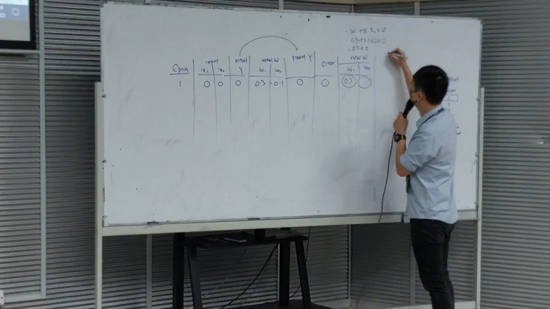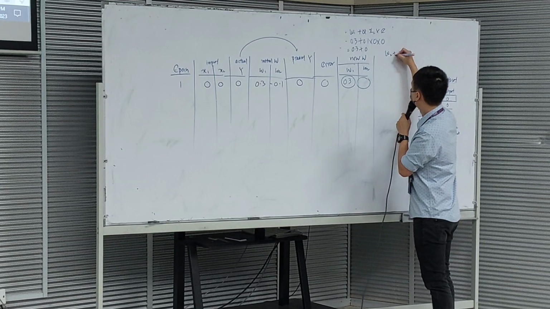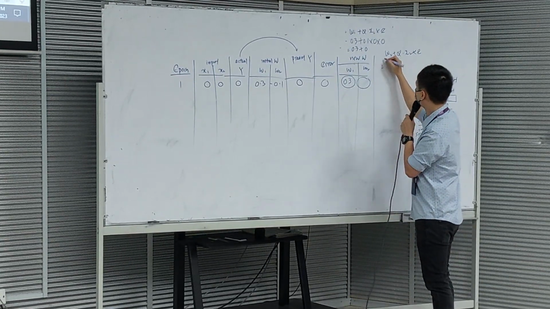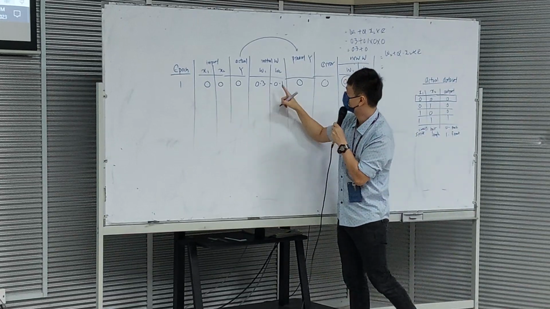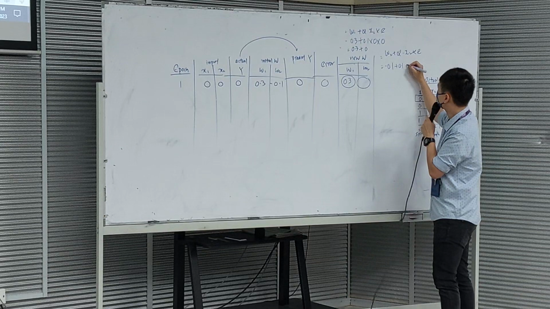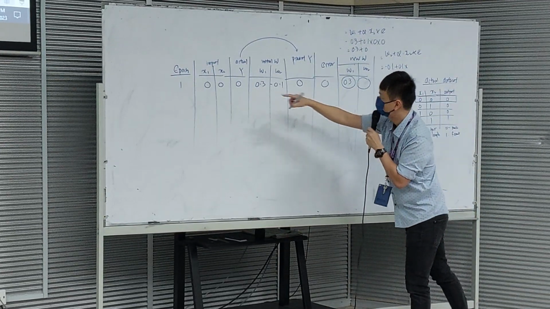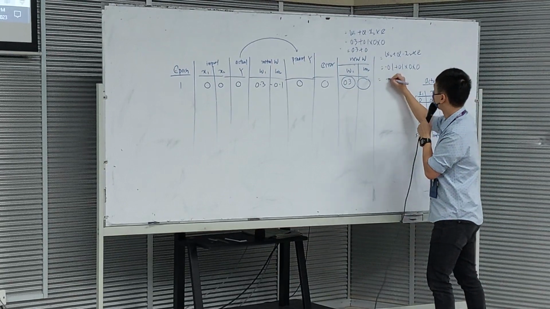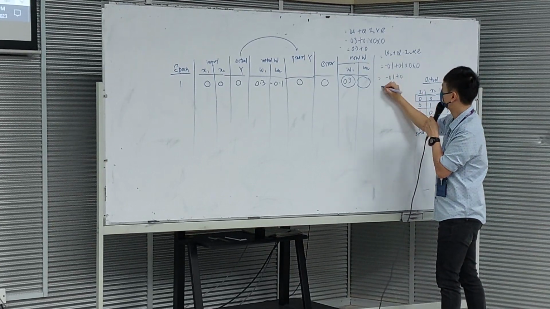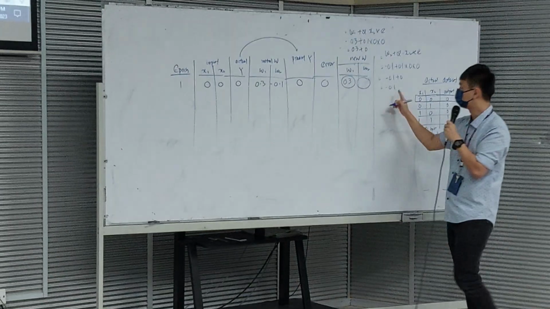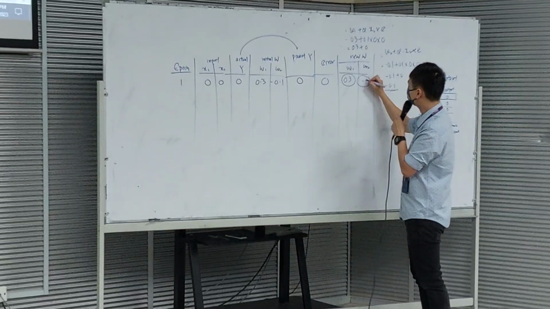Find the W2. W2 plus learning rate multiply x2 multiply error. W2 originally is negative 0.1, plus learning rate, multiply the x2 which is 0, multiply the error 0. You will get negative 0.1 plus 0, which is negative 0.1. So this is your latest, the new weight here.